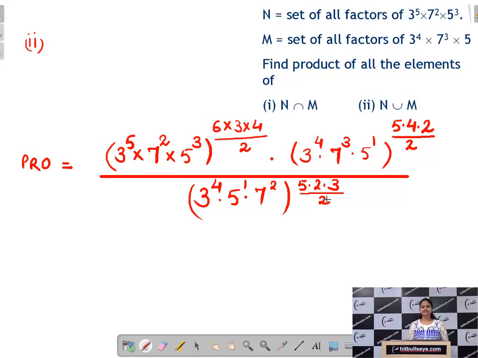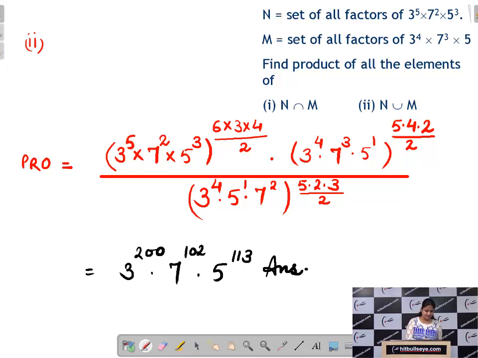So, if you solve this, you will get the answer. Now, what is the answer here? By solving this, you will get 3 raised to power 200 into 7 raised to power 102 into 5 raised to power 113. So, this is the answer in this case. I hope the question is clear now.